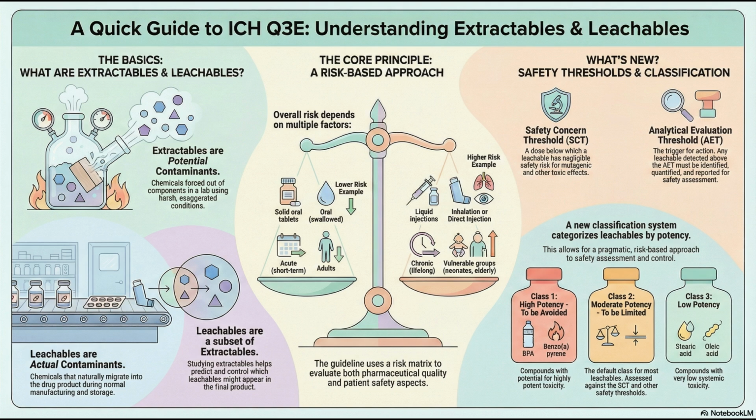So if the standard SCT is designed for systemic safety, what happens when you're injecting something directly into the brain or the eye? Well, that's where you hit a much higher regulatory hurdle. Because tissues like the central nervous system have very limited capacity for repair, the guideline says that for these routes, the generic SCT is often not enough. You might be forced to justify limits down in a very low parts per billion range.